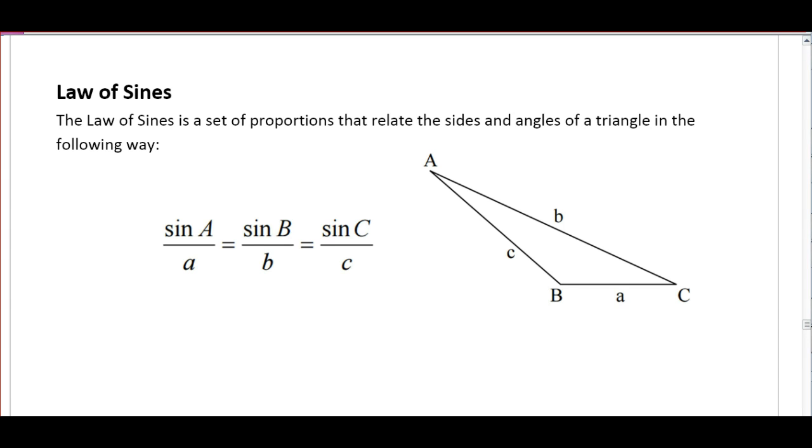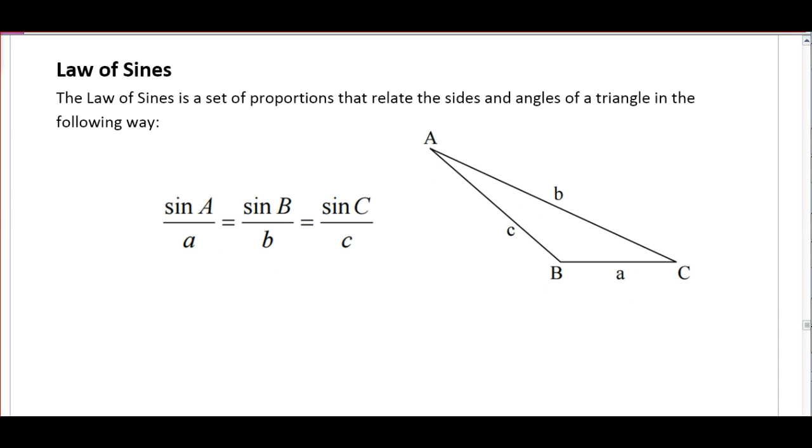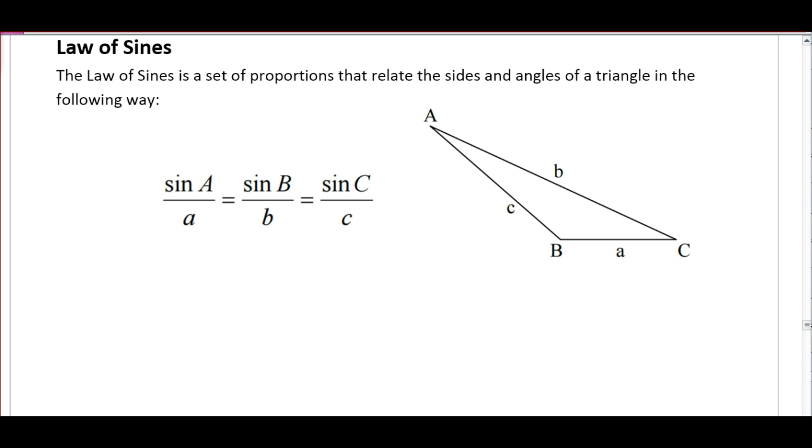We're in section 12.3. This is one of those topics that you're going to be using later in your math career in high school. You're going to be using this most likely in pre-calculus. So it's important that you have a pretty good idea of what's going on with this. We're going to talk about what's called the law of sines.